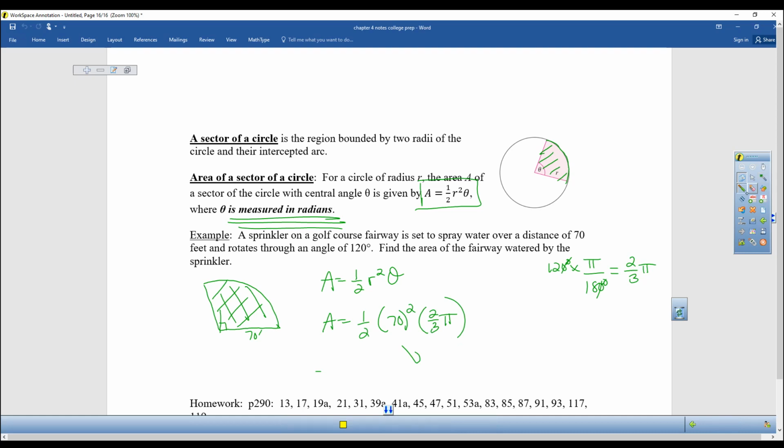You can go ahead and plug that into your calculator, and you get 5,131.268 square feet. Make sure you got the square, it's an area, square feet.